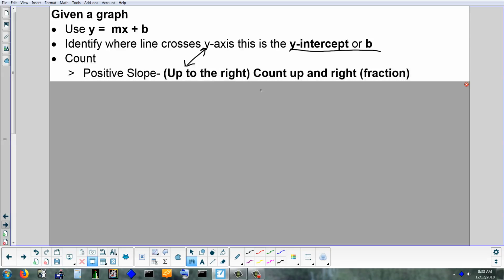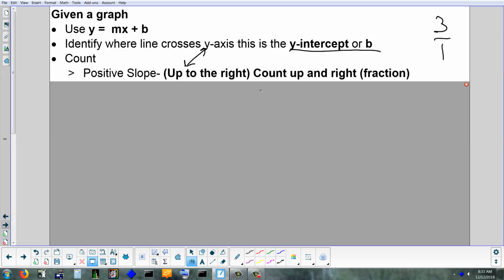If that fraction is over 1, say if I went up 3 and right 1, how would I write that as a slope? If it was 3 over 1, would I put 3 over 1 in my formula? What would I put, Nicole? Just 3, right? Because any number over 1 is itself. And again, if you can reduce, reduce. All right? So positive slope, that's what it looks like. That's how we get it.